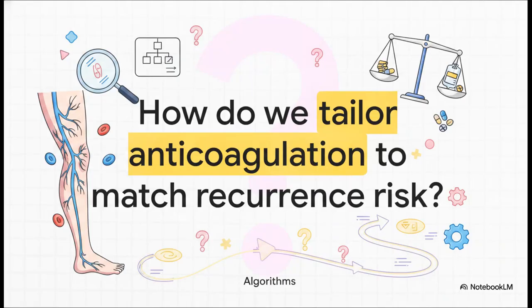So, we've successfully navigated from initial clinical suspicion all the way down to a confirmed, properly classified diagnosis. But here's the provocative question I want to leave you with today. With the diagnosis confirmed and the DVT accurately classified by both anatomy and provocation, how do we optimally tailor our anticoagulation strategy to match that patient's specific recurrence risk? Well, that is exactly what we will be unpacking in our next explainer, focusing on ESVS treatment protocols.